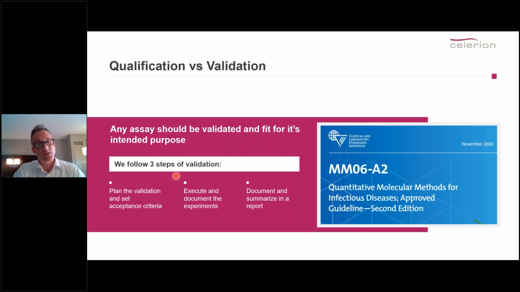The approach we take to call a method validated is to follow the three principles of a validation, which is to plan the validation in a written plan, where we also very clearly define and set the acceptance criteria that the method needs to meet. We then execute the analytical or experimental process of this plan, compare the results against the acceptance criteria that we've generated, and also document all the experiments in a fashion similar to good documentation practice. And then the results are also documented, all calculations and interpretations are documented and then summarized in the final report.